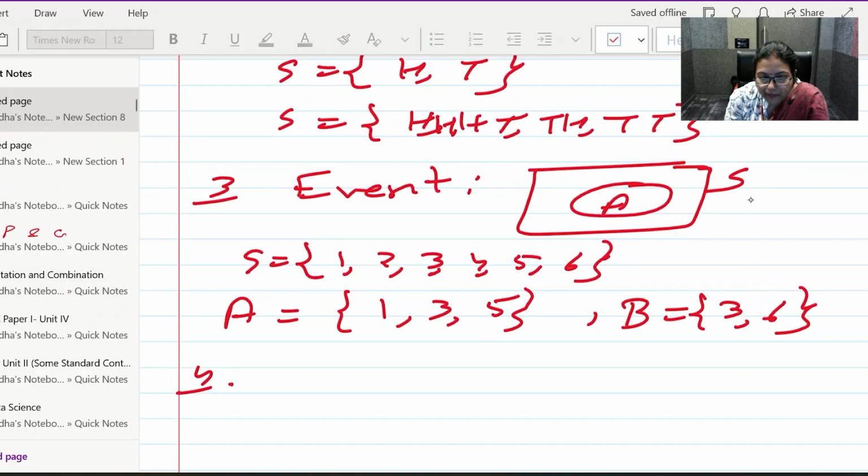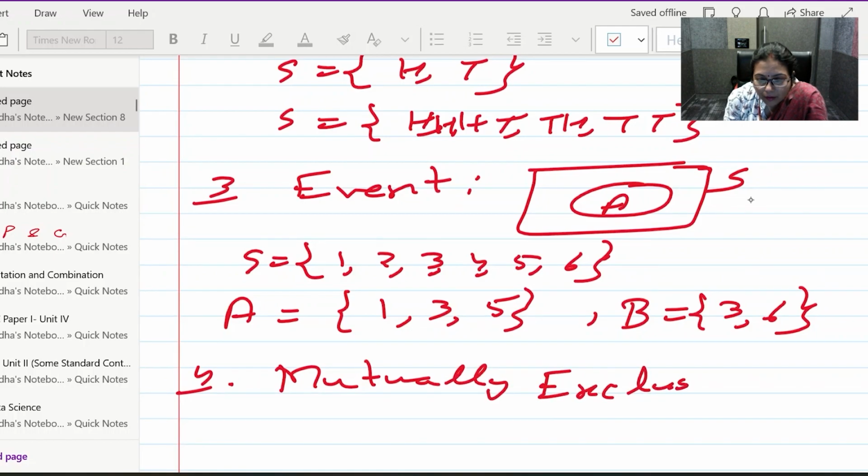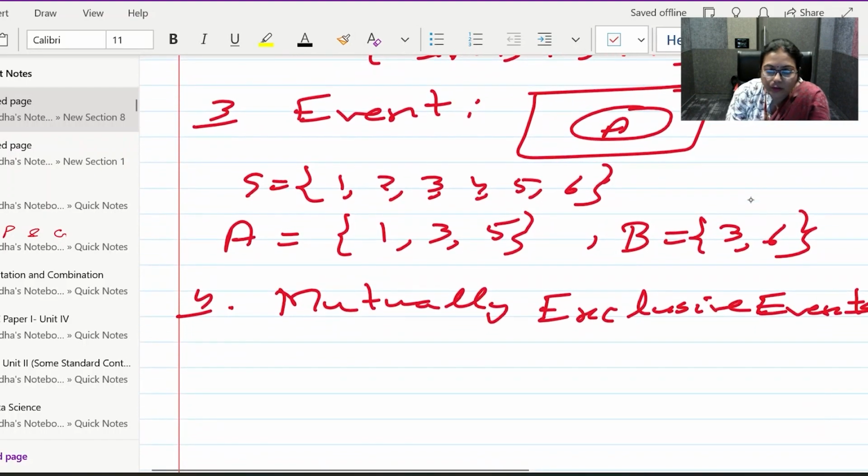Number 4. We are going to learn the fourth definition, which is called mutually exclusive events. I'll just take an example here. Suppose you throw a coin. So you may get either head or tail. Obviously, if you get head, you will not get tail. If you get tail, you will not get head. Two events are called mutually exclusive when occurrence of one event restricts the occurrence of the other. If you get head, tail will not come. If you get tail, head will not come.